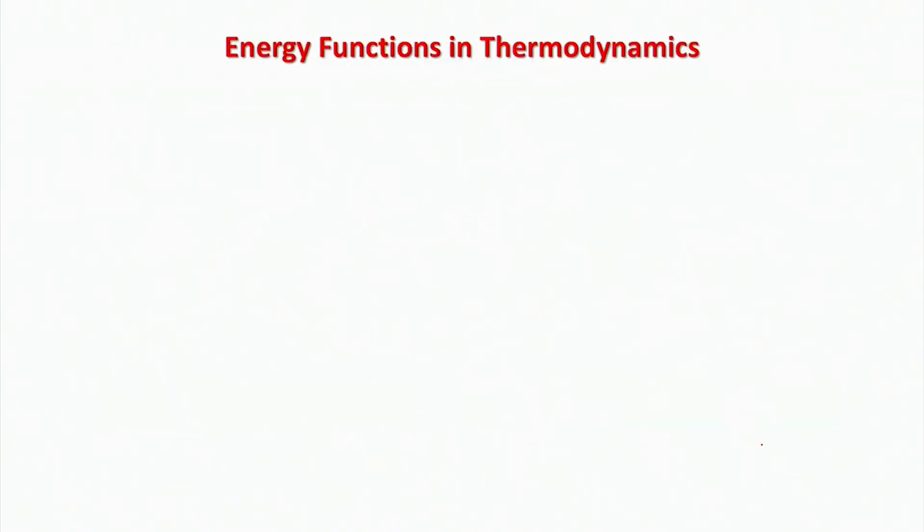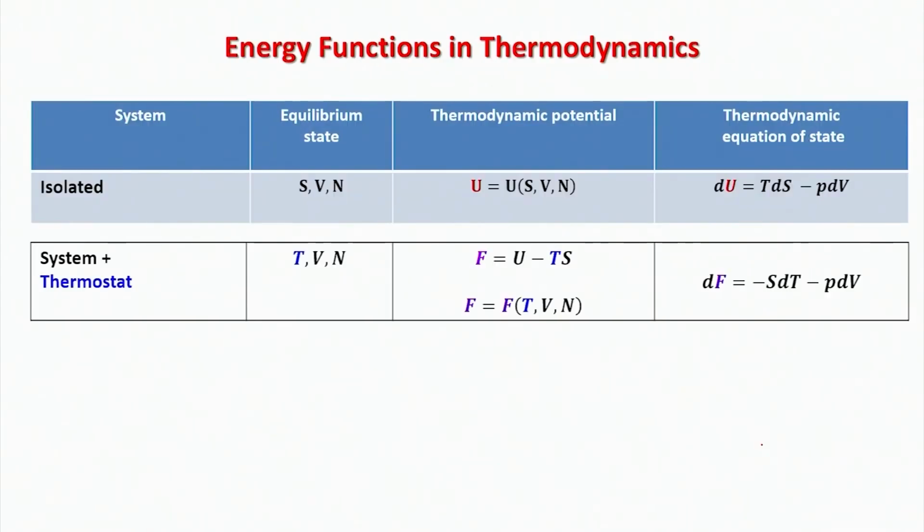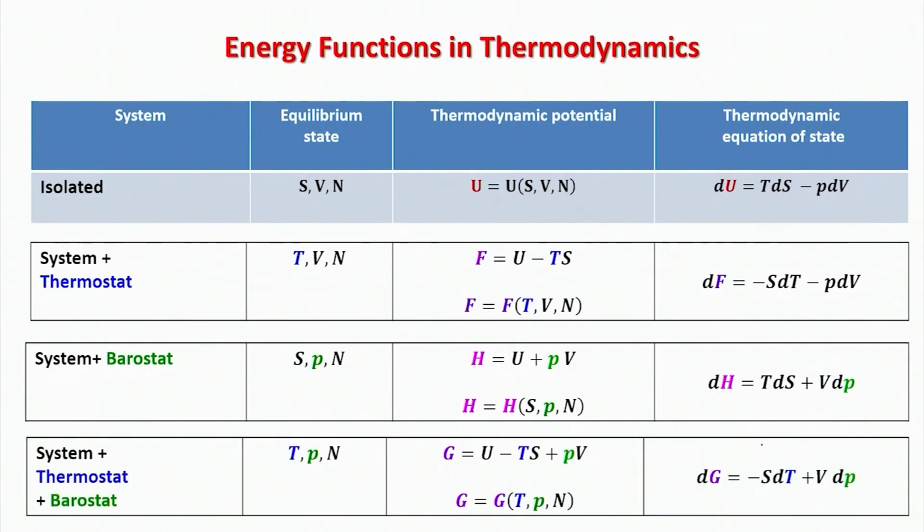And I have already shown to you that there are several different energy functions that we come across in thermodynamics. The first one is called the internal energy. The second one is called the Helmholtz free energy. The third one is labeled as the enthalpy, and the fourth one is labeled as the Gibbs free energy.